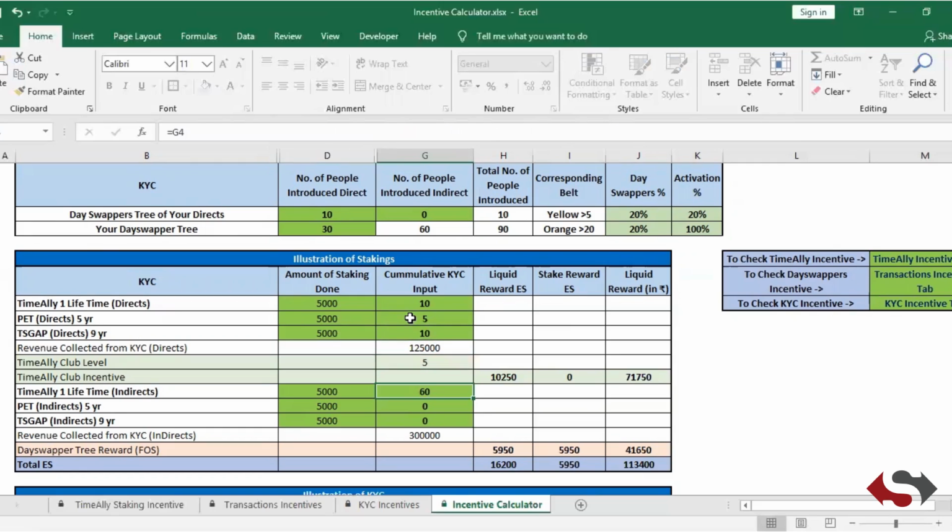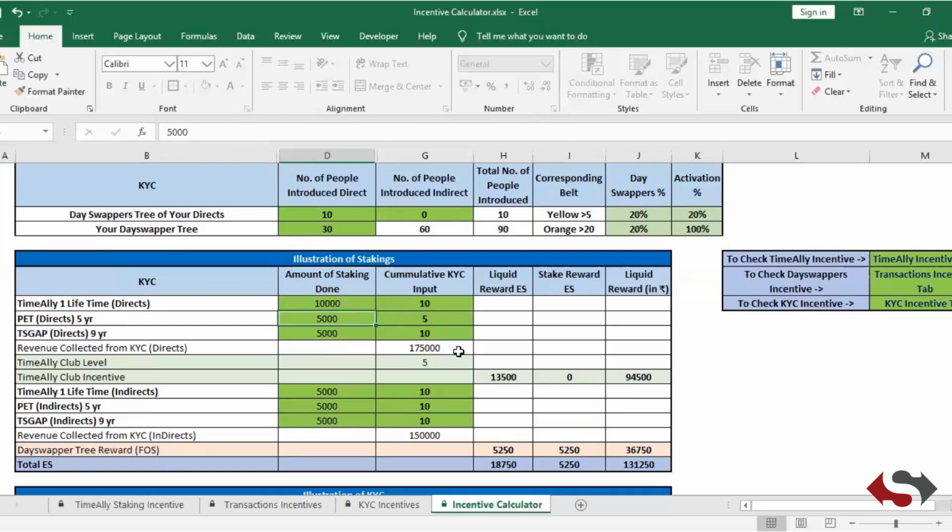Out of my indirect 60 people, around 10 people are doing TimeAlly and lifetime direct, 10 people are doing PET, and 10 people are doing TS Gap. So total, you can see, this is the total staking that has been done through my tree, around 1,50,000, and I have done around 1,25,000 with around 5,000 Eraswap of staking each. I can change it. Like in PET, people are doing 5,000, while in TimeAlly they are not doing 5,000, they're doing 10,000. If I take that into consideration, 1.75 lakhs.